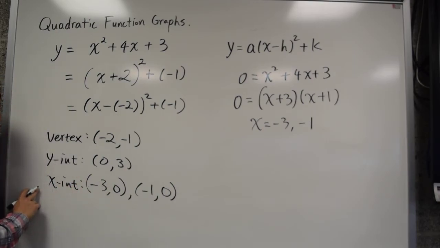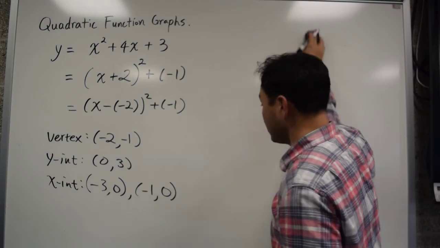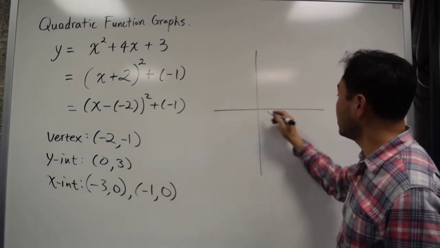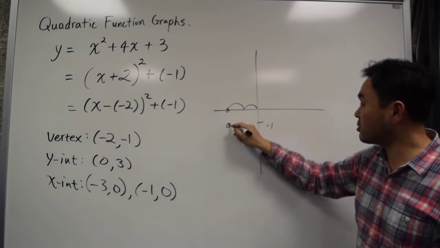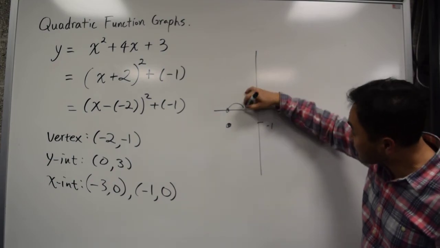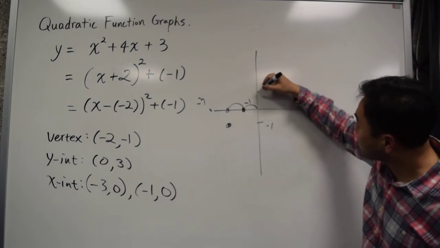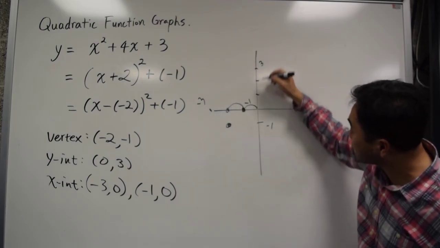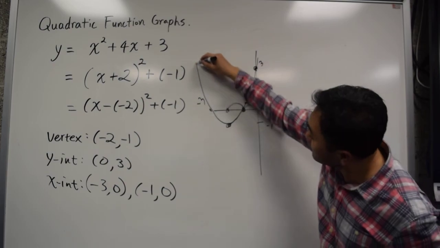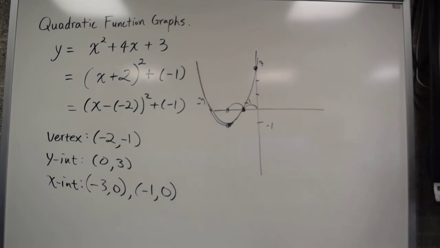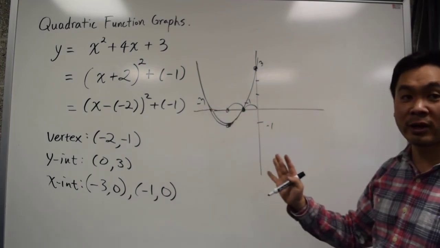With these points, now you're ready to draw the graph. So let's draw the graph. You take (-2, -1). So this is your vertex. You have -1, also -3, and also +3. 1, 2, 3, that's +3. That's your y-intercept. So this is your graph. So that's how you draw the graph, by finding the vertex, y-intercept, and x-intercept.